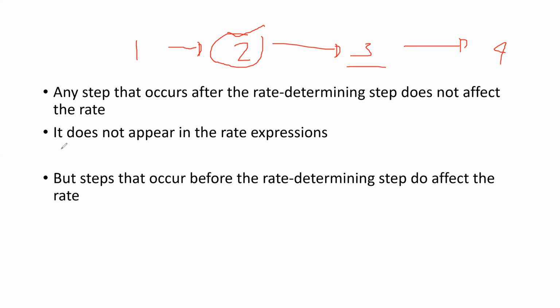So usually, the species, the reactants in steps 3 and 4, whatever is after the rate determining step, do not appear in the rate expression because they do not affect the rate. But the steps that happen before the rate determining step do affect the rate. If 2 is already slow, it's even worse if both 1 and 2 are slow. Not only does the whole reaction have to wait for number 2, it also has to wait for number 1 before number 2 can happen. So whatever is before affects the rate, but whatever is after does not.